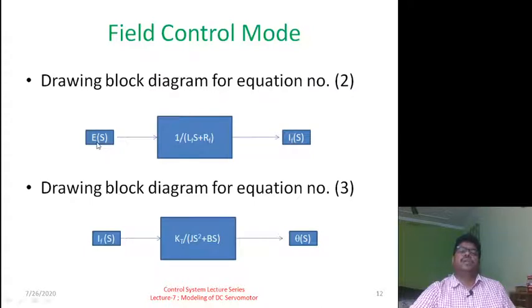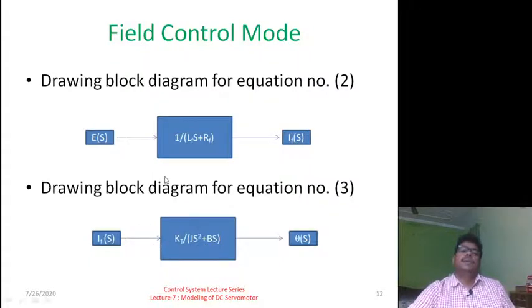Es. Then in a field circuit, there will be flow of If, means output. So in the block, that is 1 upon LfS plus Rf. This is the block diagram for the field circuit, and this is the block diagram in terms of the mechanical parameter. Since If is responsible for the angular displacement, that will be equal in the block to Kt upon JS square plus BS in terms of mechanical parameter.